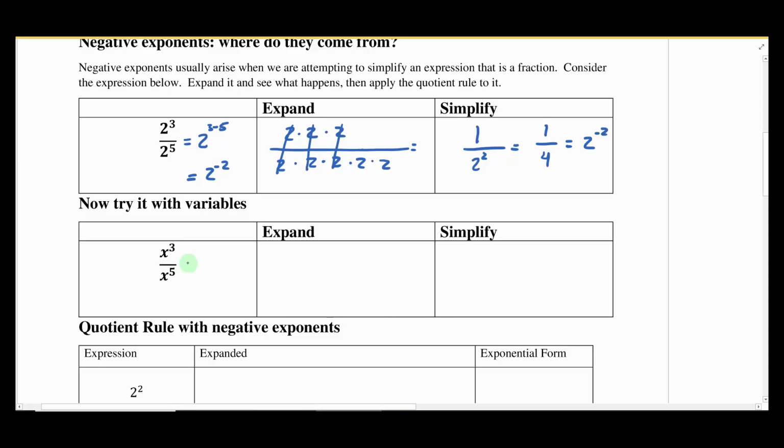Let's do the same thing with variables. Again, if we apply the exponent rule here, we would get x to the negative second, and this is okay. On some problems, you can write it with a negative exponent. If we were to expand, we would get x times x in the top, and x times x times x times x times x in the bottom. So the x's would cancel, and we're left with a 1 in the top and x times x in the bottom, which is x squared. But because this one is x, we can't evaluate this like we did above, but we can say 1 over x squared is the same thing as x to the negative second.